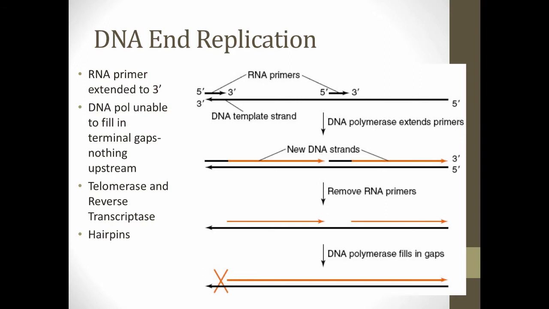So again, you can get rid of ends by circularizing, or you can use specialized enzymes to fill in these gaps here at the end. Or in the case of these small single-stranded DNA viruses, you can use hairpins.